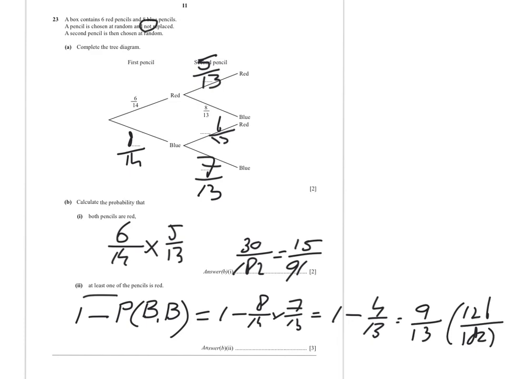So 1 minus blue, blue is going to give you the same chances, at least one pencil is red. Alternatively, you could do 6 over 14 times 5 over 13 plus 6 over 14 times 8 over 13 plus 8 over 14 times 6 over 13. And that is also going to give you the answer 9 over 13. But this is a little bit more elegant and quicker, especially if you have another branch here. When it says at least, you want to do 1 minus the chance of that one branch that is not allowed. I believe that was it, ladies and gentlemen.